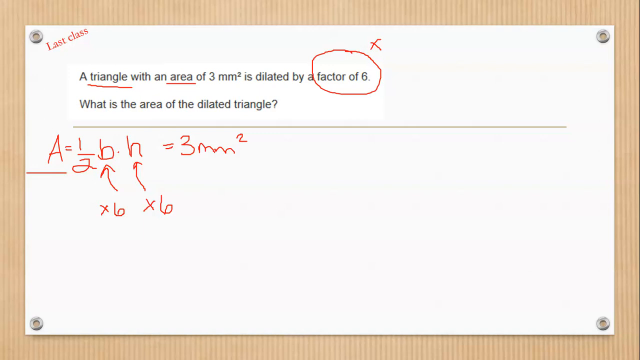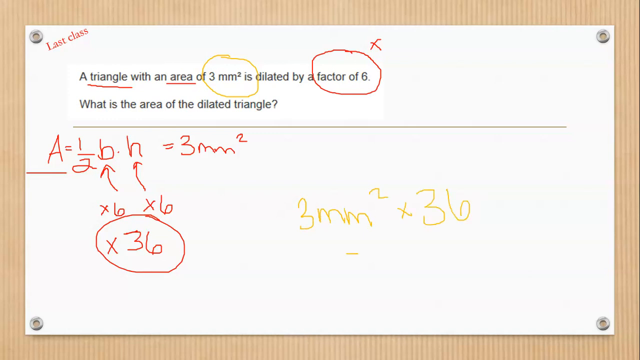So that means we're going to multiply the entire shape by 36, right? Because 6 times 6 is 36. So we're going to multiply the entire area by 36 to get that factor of 6 dilated. So all you do is you take whatever the area was, 3 millimeters squared, and we're going to multiply it by 36. And you get 108 millimeters squared. So we multiplied the given area, 3, by the total growth factor.